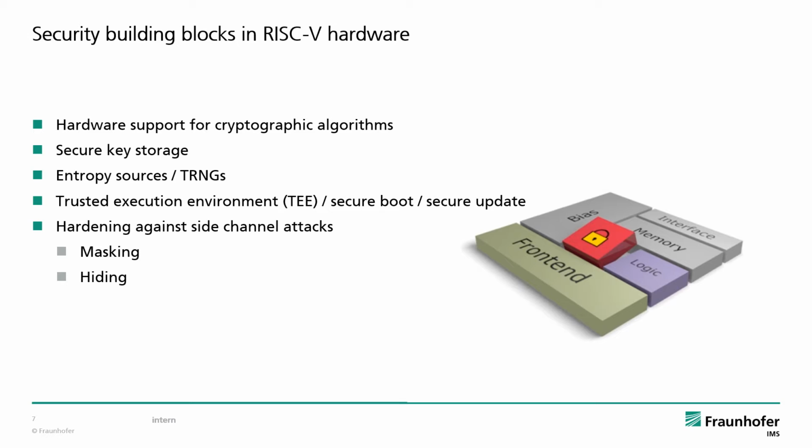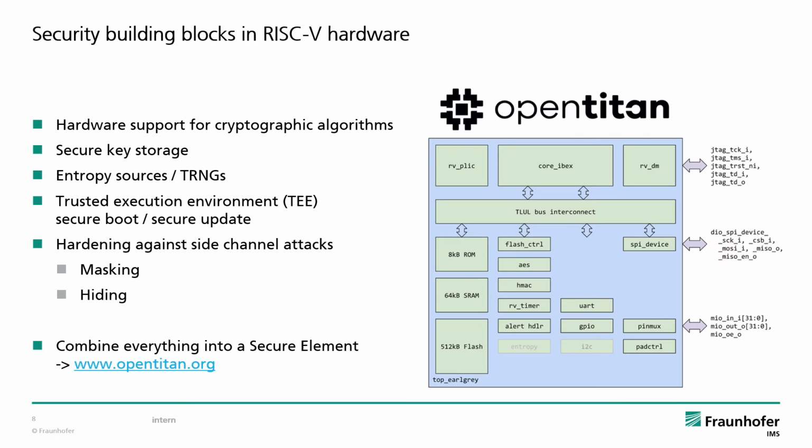The last step is to harden all of these components against so-called side channel attacks, like differential power analysis or purposeful fault injection. These countermeasures include masking to reduce the correlation, for example, between repeatedly processed plaintext data and the measured power consumption, and hiding techniques to overlay these side channels with noise in order to make it harder to find the useful information. An initiative to bring all these bits and pieces together is the OpenTitan project.